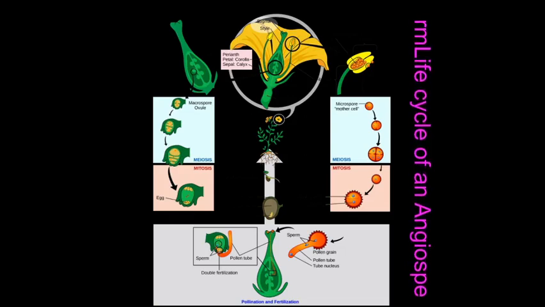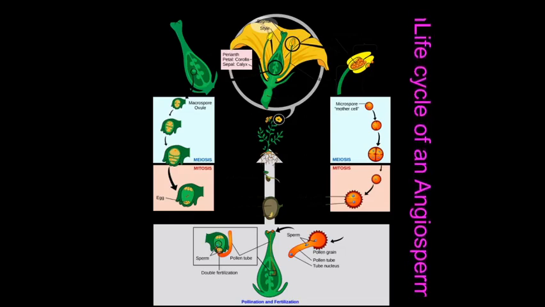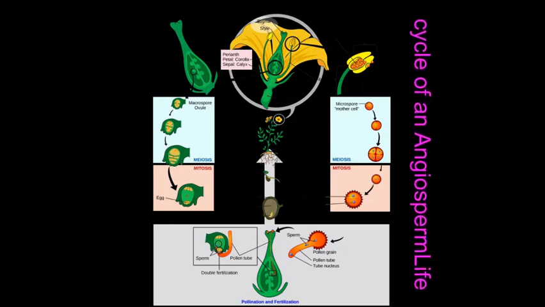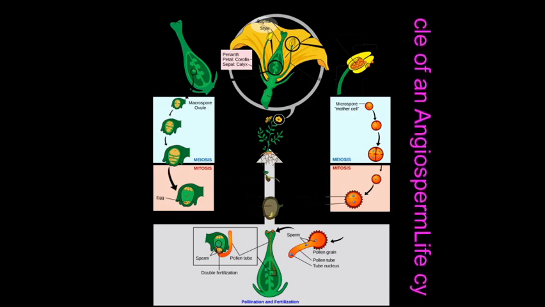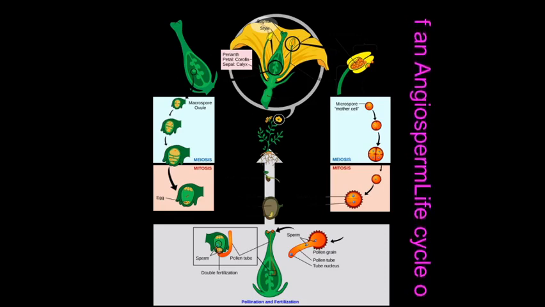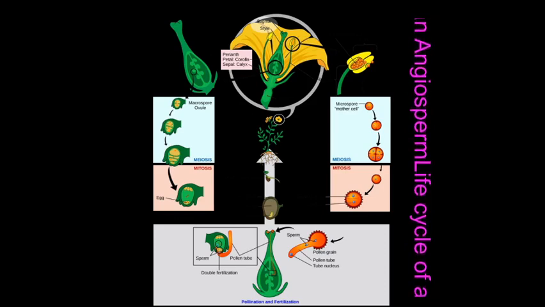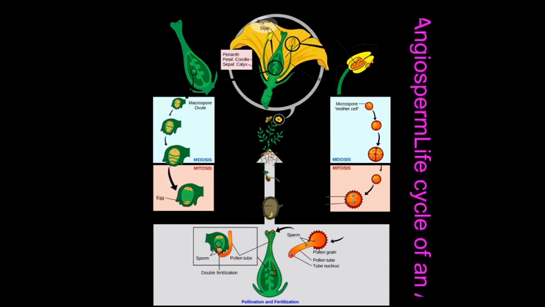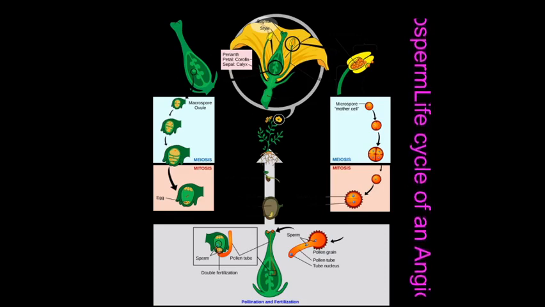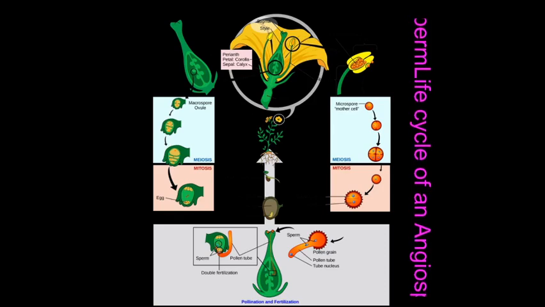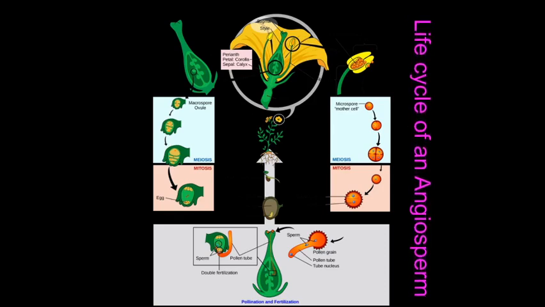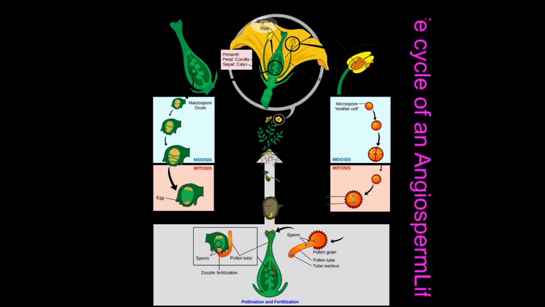Hello guys, we are going to study here the life cycle of an angiosperm. The life of an angiosperm consists of two phases, a sporophytic generation and a gametophytic generation. The plant body which we can see, root, stem and leaf, is the sporophytic generation, which gives rise to a gametophytic generation, and these two generations alternate with each other, exhibiting alternation of generations.